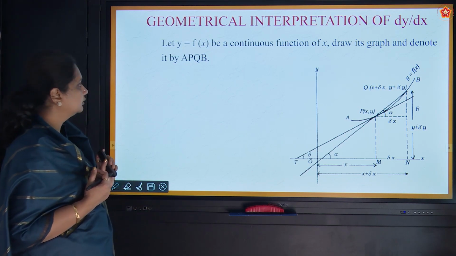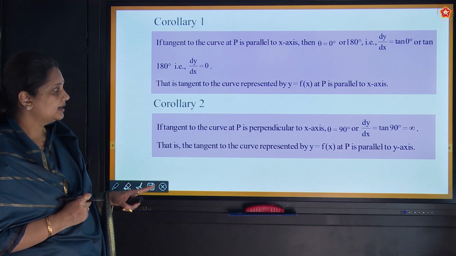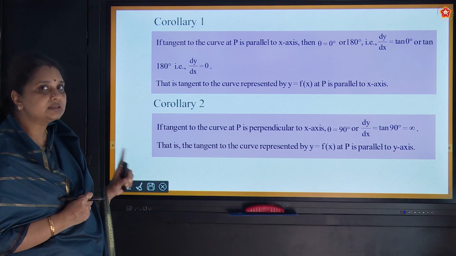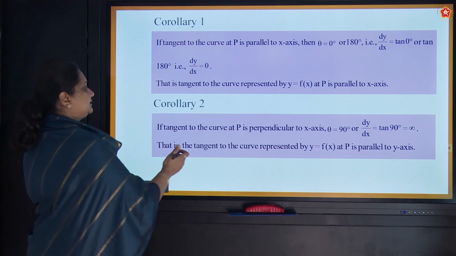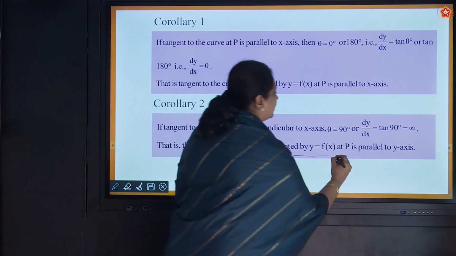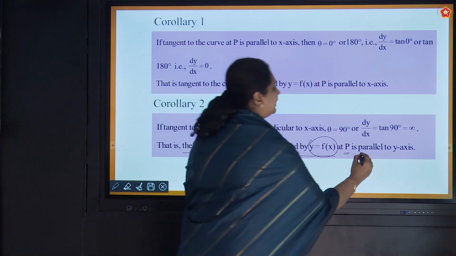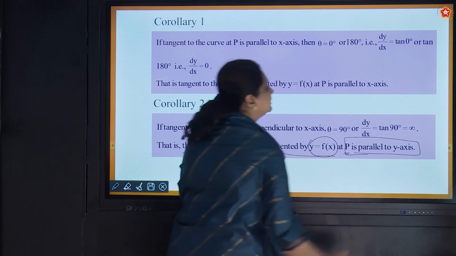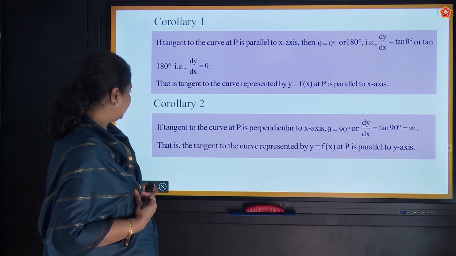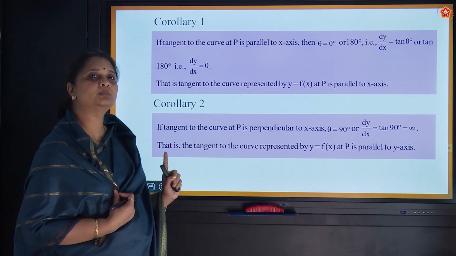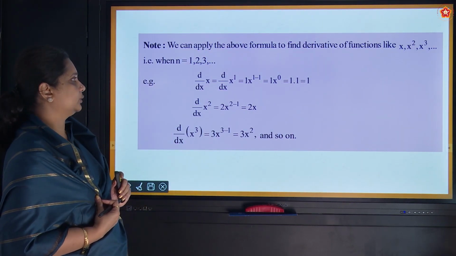So, if a tangent to the curve at P is perpendicular to x-axis, then its slope or the derivative is going to lead you to infinity. So the tangent to the curve represented by y is equal to f of x at a particular point P is parallel to y-axis if it leads you to infinity. So these are very important corollaries. Please do make a note of it. Then we'll move on to the next question.